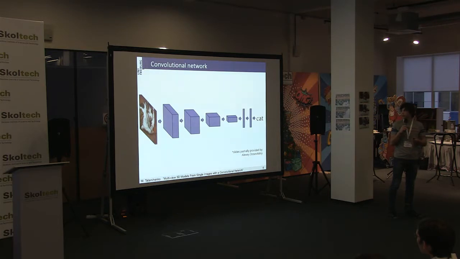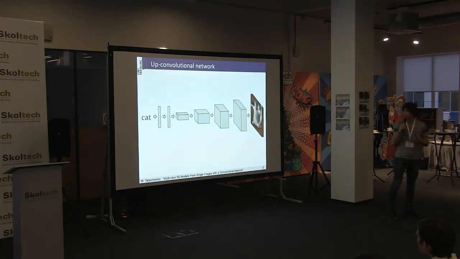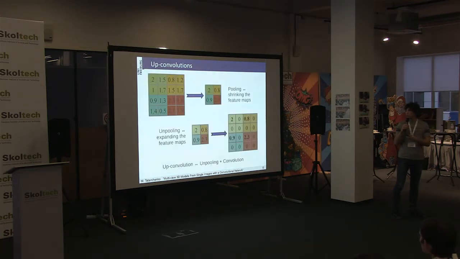We can simply turn this upside down, and instead of having an image as an input, now have a category as an input, and generate an image based on that. So in the previous case, the main building block was convolution with pooling. In this case, the main building block will be up convolution. And it's nothing else than unpooling followed by convolution. So let's have a look.